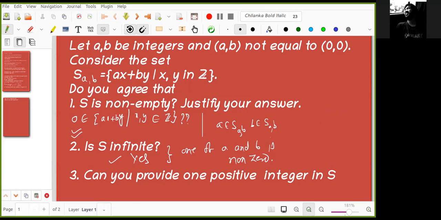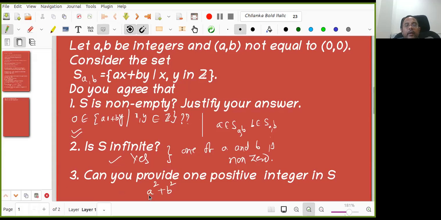A square plus B square. Yeah, you already answered it in the quiz also, right? I take x equal to A and y equal to B. You see, x and y are any integers, so I can take x equal to A. That's why A square plus B square is in S. And it is greater than 0. Why? One of them is non-zero, so it is positive. So this contains a positive integer. Great.